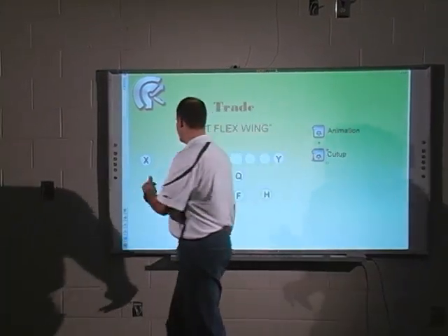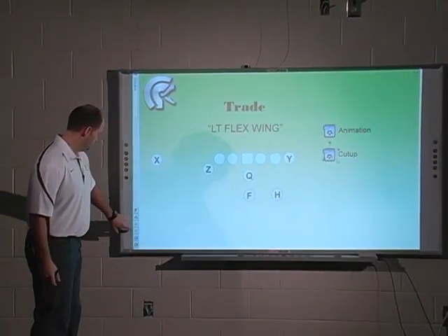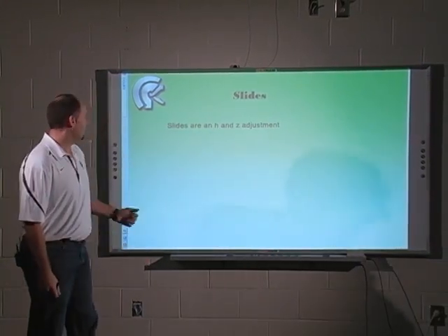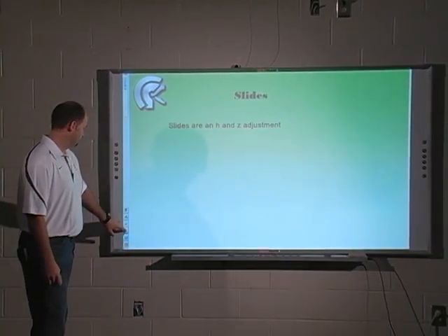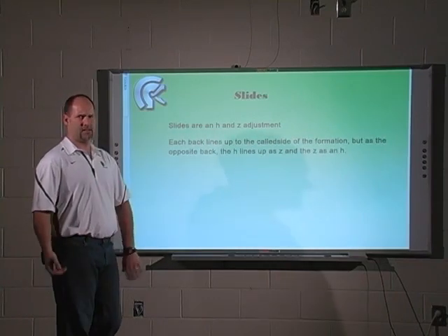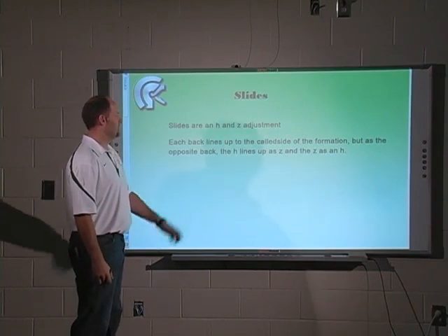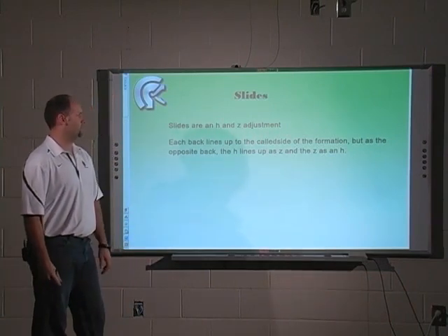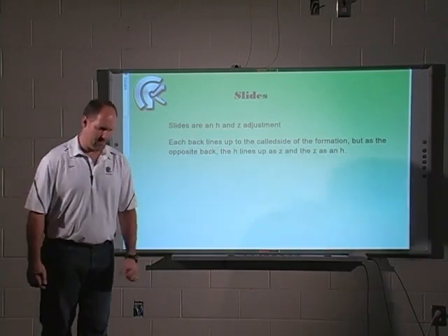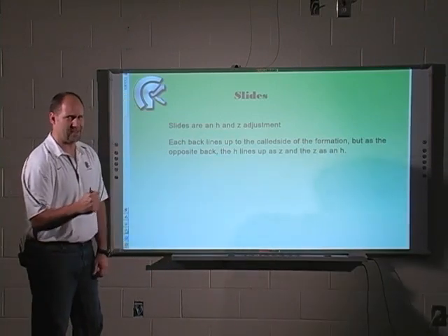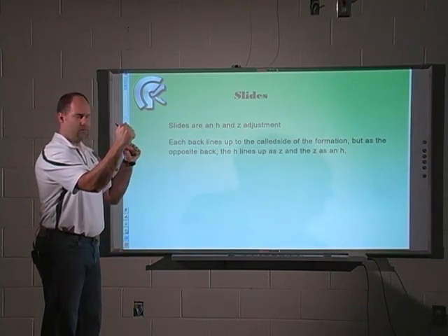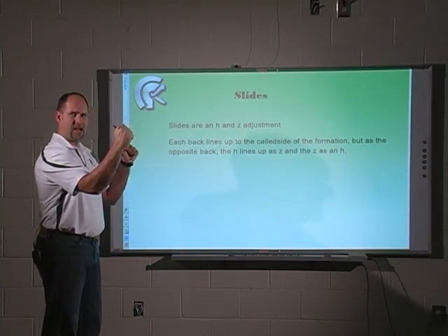All right. The second thing we want to discuss with you is our slide. Our slides are an H and Z adjustment. How we do this, and this gets a little wordy, each back lines up to the call side of the formation, but as the opposite back. So this way, if I'm in a rip wing formation, my Z is normally on the right, my H is on the left. But what we tell them is they're going to line up as the opposite back.